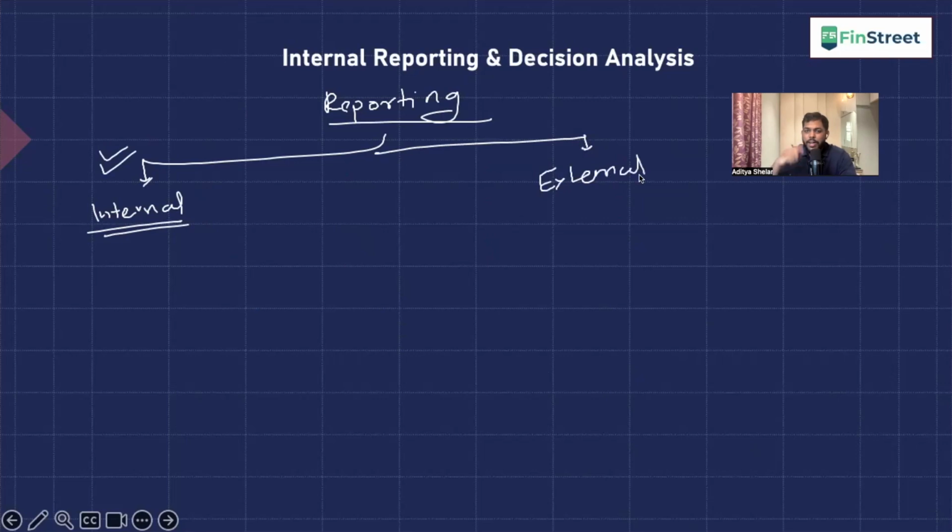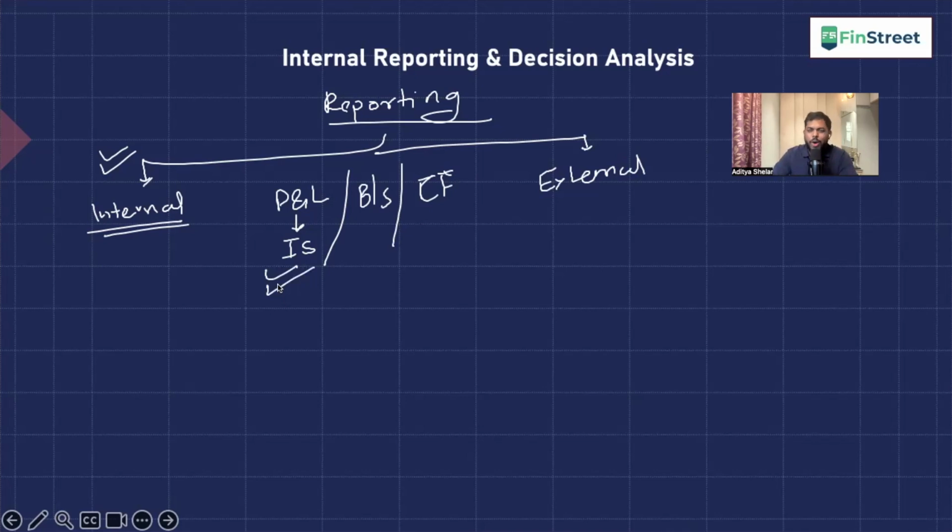Second is external. External is the part which is actually released to the general public by a limited company, right? Maruti Suzuki will release their annual reports. What will an annual report include? It will include the P&L, which is now called the income statement. Then we have the balance sheet, and then we have something called the cash flow statement. There are 2-3 more reports, such as equity ownership and others, but we won't be discussing that today. Our focus today is on the income statement, performance and analysis of a business.